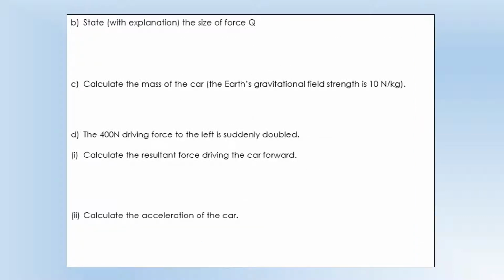Okay, so state with explanation the size of Q. So we're going to use exactly the same logic. The constant velocity, so the resultant force is 0, so Q must be equal to 400 newtons.